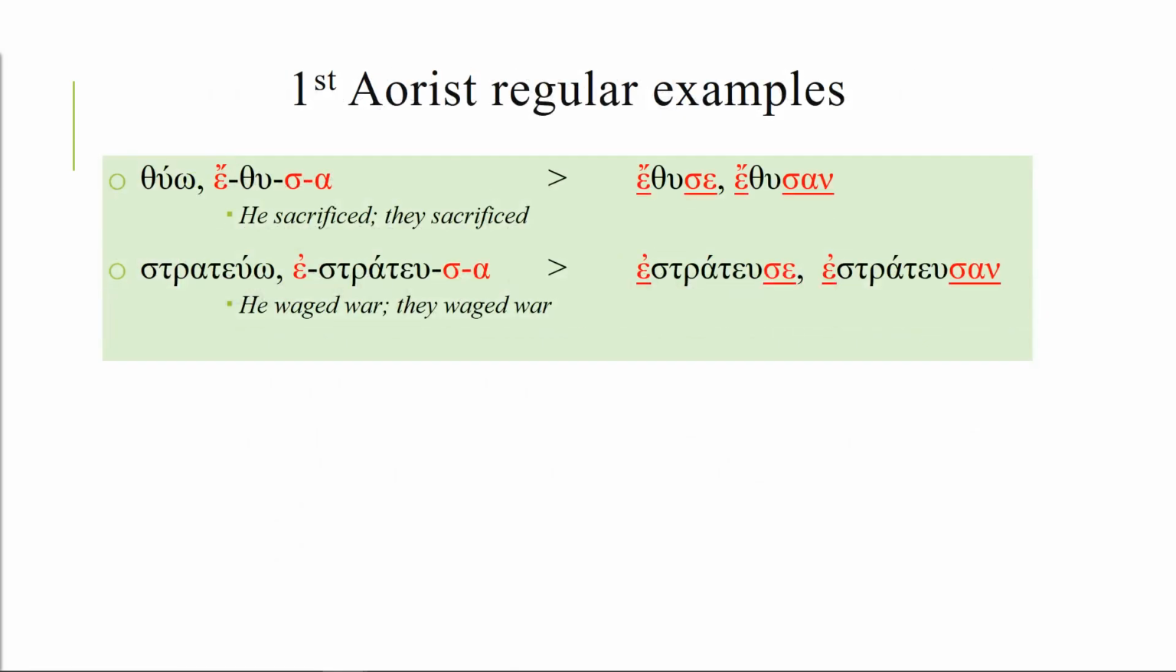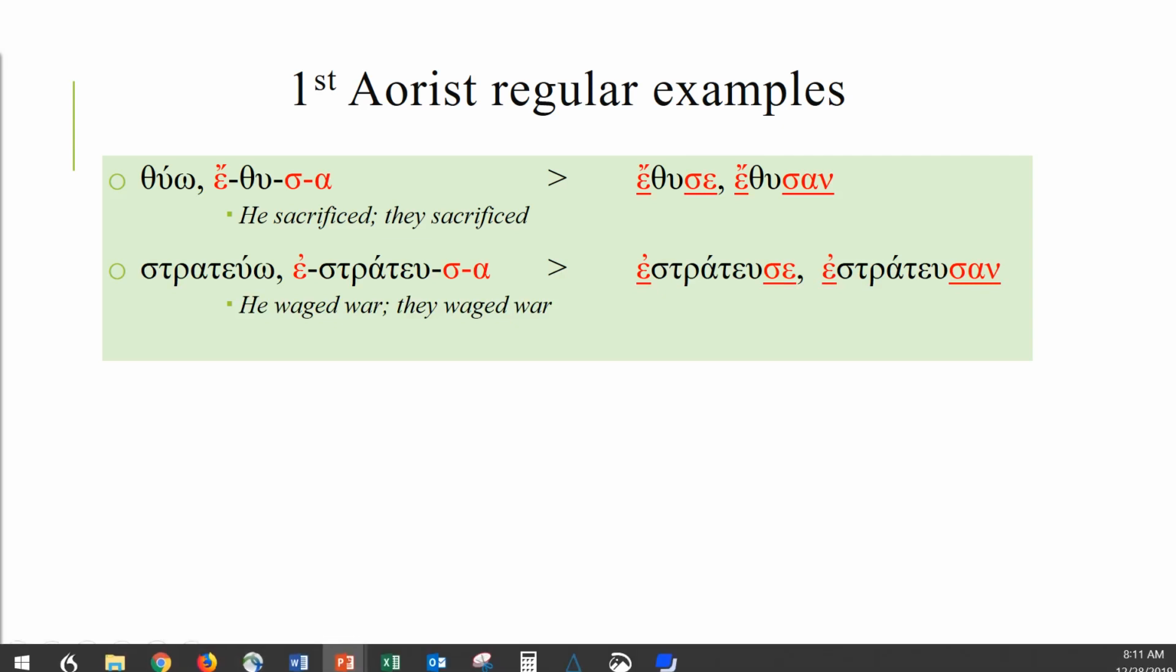This is very straightforward. So here's some examples. Thuo, ethusa, the sigma is the sign of the aorist. Ethuse, third person singular. Ethusan, third person plural. That's all it is. So the th is the only part of the stem here. Strateuo becomes estrateuse and estrateusan. But again, the third principal part already gives you all this.